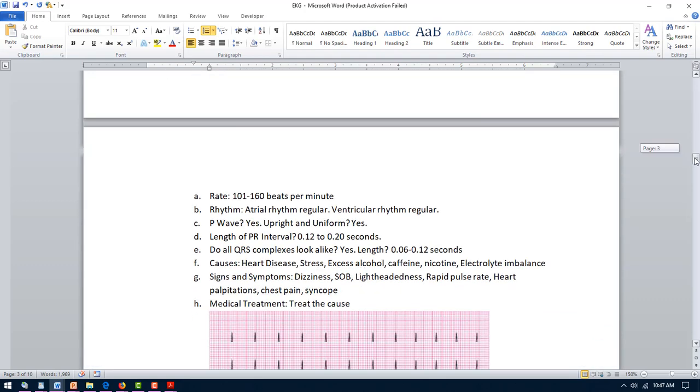Tachycardia, same thing. It looks really good, except it's fast. It's above that 100 beats.